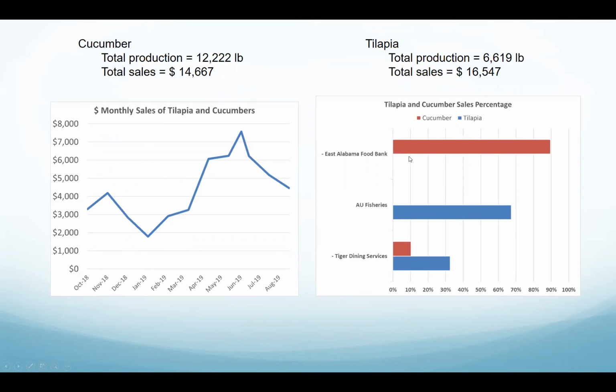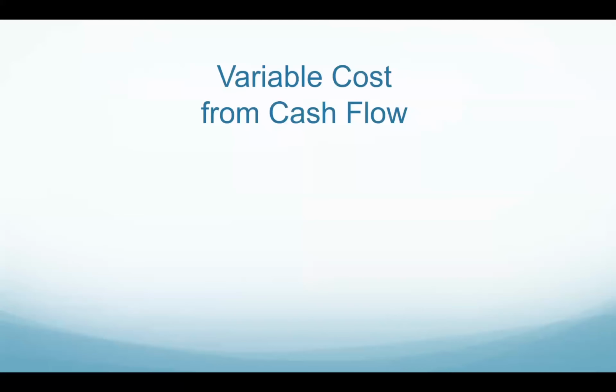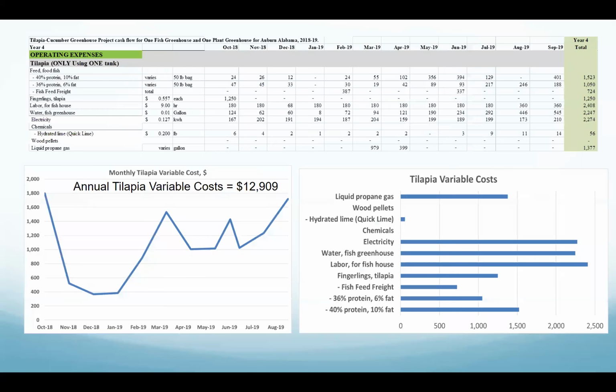Well, we soon started producing so much that they told us to halt. They could not use 150 pounds of cucumbers per day. So that brings up a good point we'll talk about, which is marketing. Be sure you can market these products, but we'll talk about that later. So the variable cost for the cash flow. Okay, this is the tilapia operation. And you can see we have the item here in our cash flow, and we've got the cost per unit, and we've got the units we're using.